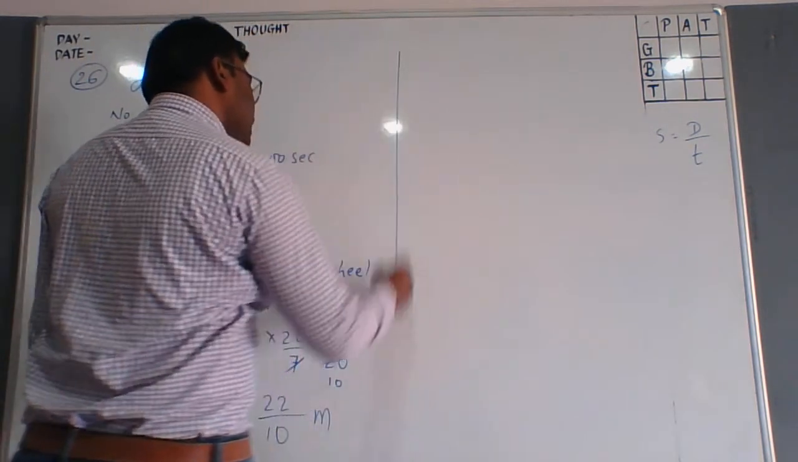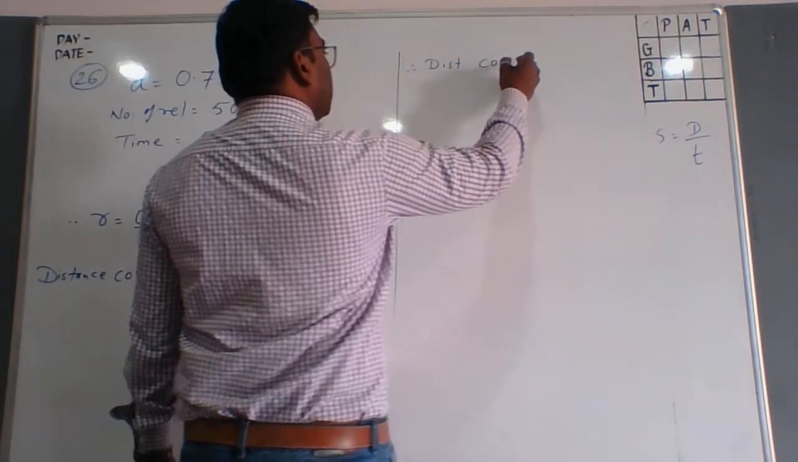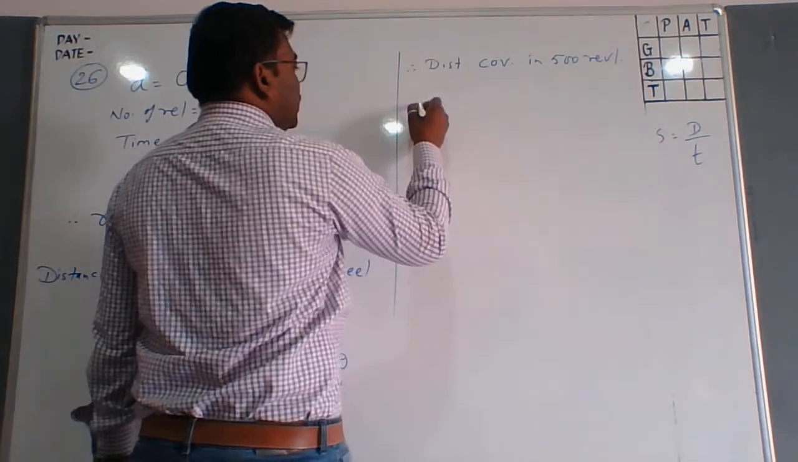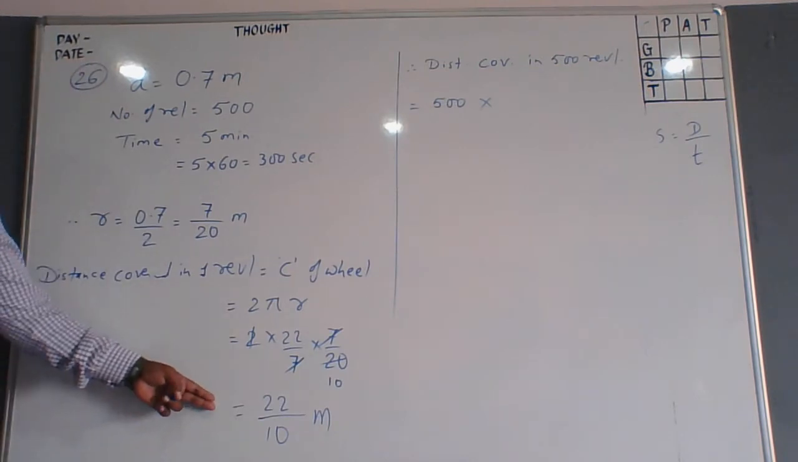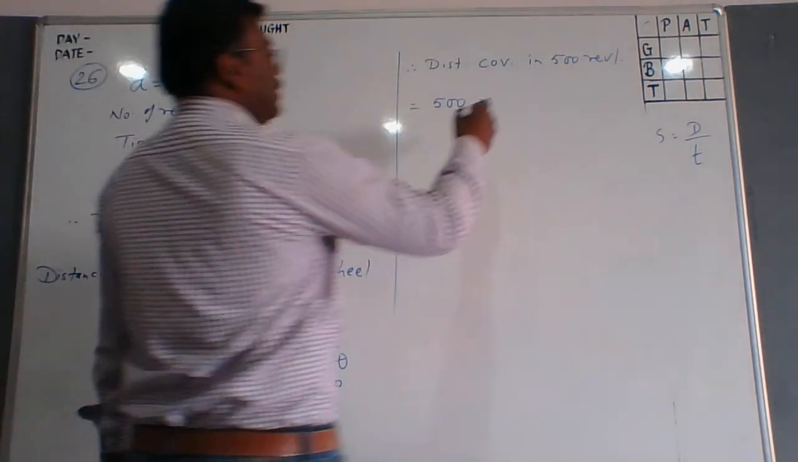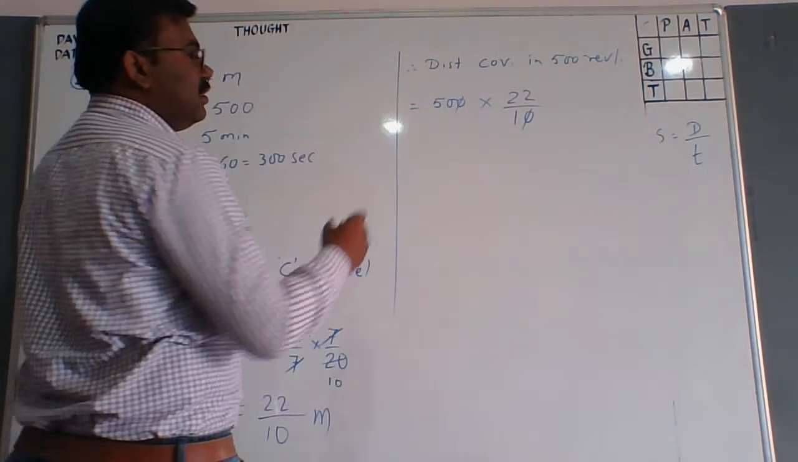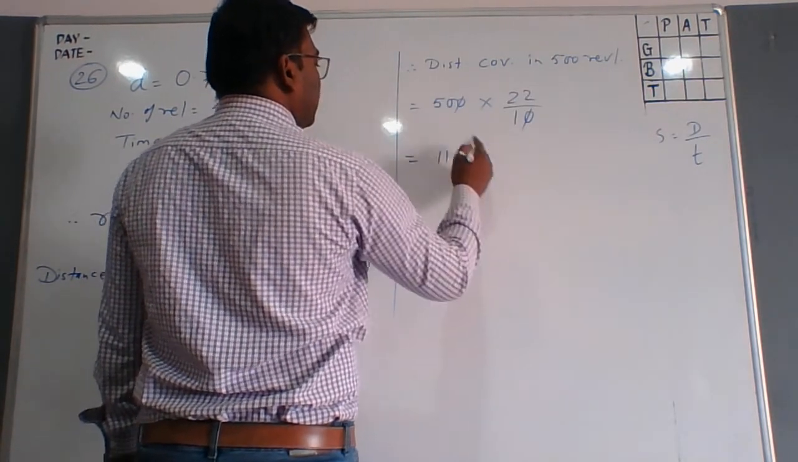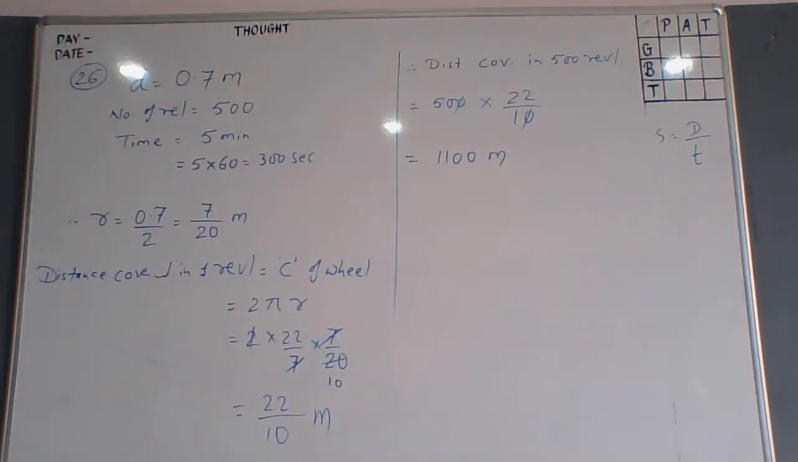Now let us find the distance covered in 500 revolutions. Distance covered in 500 revolutions equals 500 multiplied by the distance covered in one revolution, that is 22 by 10. Now 0 will get cancelled. 22 multiplied by 5 is 110, and one more 0. 1100 meter is the distance covered in 500 revolutions.